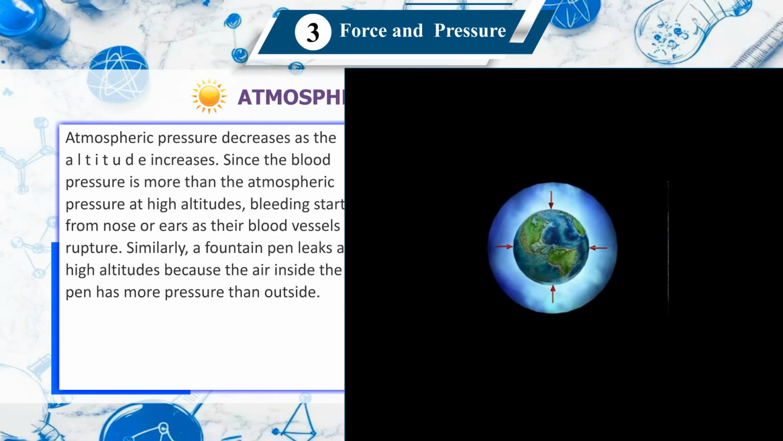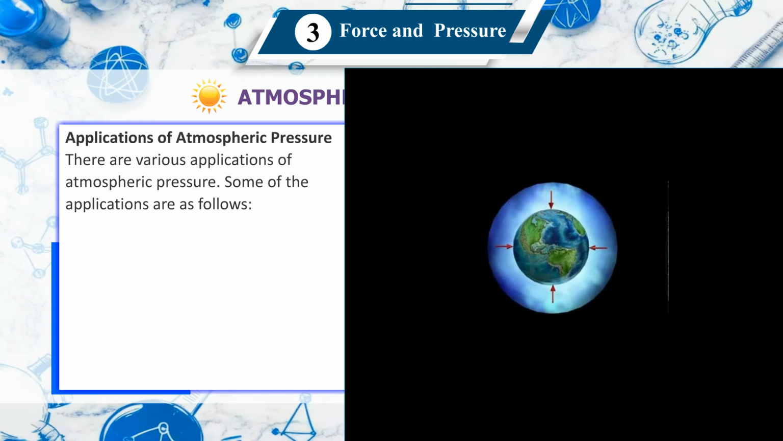Since the blood pressure is more than the atmospheric pressure at high altitudes, bleeding starts from the nose and ears as their blood vessels rupture. Similarly, a fountain pen leaks at high altitudes because the air inside the pen has more pressure than outside.